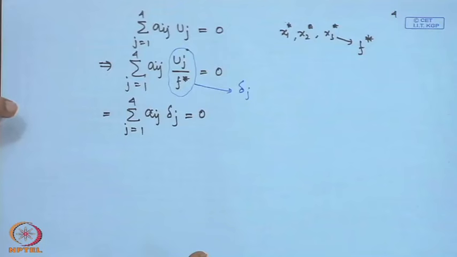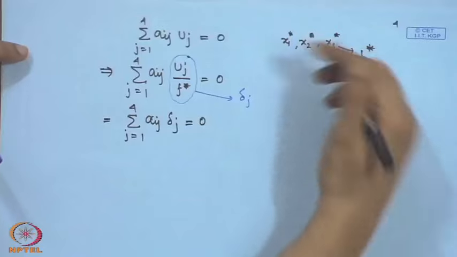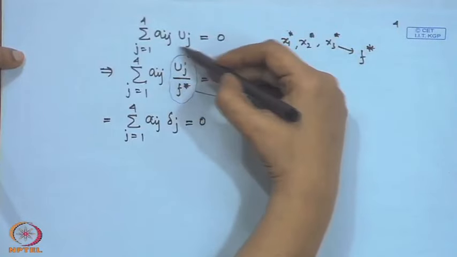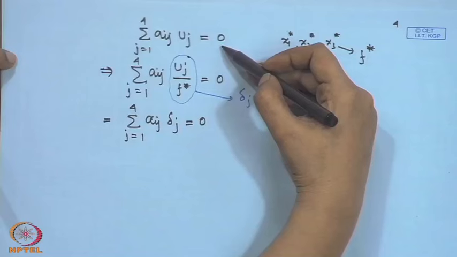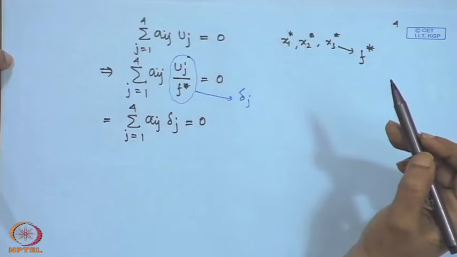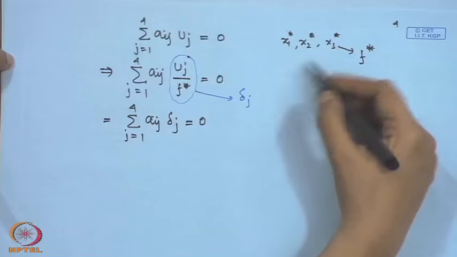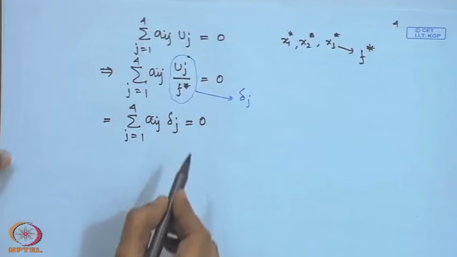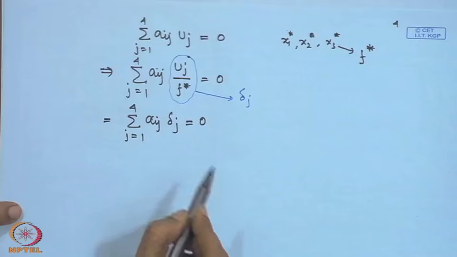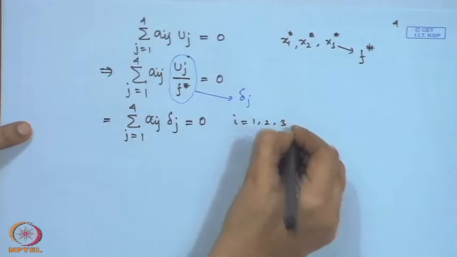Thus, what we can say is that instead of what we do in the geometric programming problem, instead of solving this summation a_ij u_j is equal to 0, which is a little bit complicated for us, difficult to solve, difficult to get x1, x2, x3 star directly, we are solving these equations where we are considering delta j's as the decision variables. And from here how many equations will we get? We will get 3 equations.